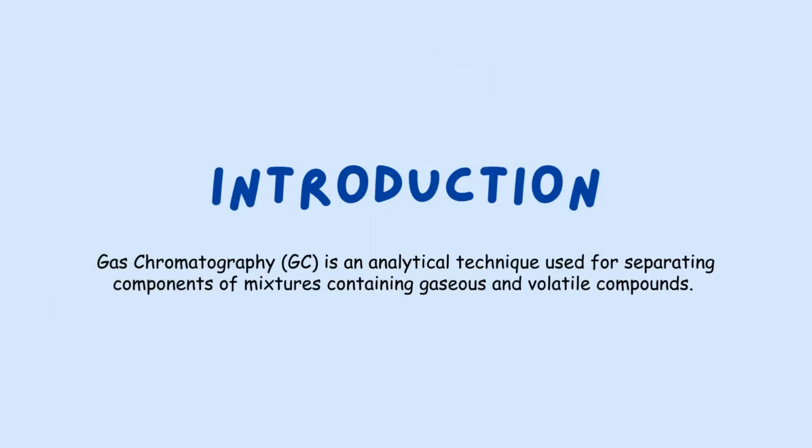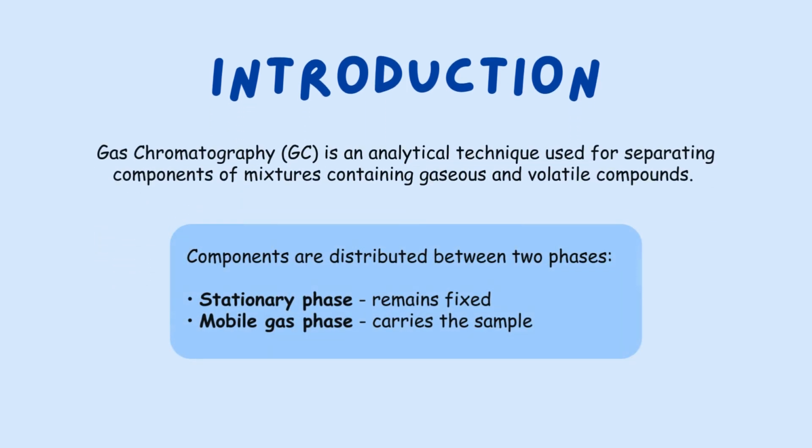Firstly, gas chromatography is an analytical technique used for separating components of mixtures that contain gaseous and volatile compounds. The key to understanding GC is knowing that it works with 2 phases. First, we have the stationary phase, which remains fixed in place. Second, there's the mobile gas phase, which acts as a carrier to transport the sample through the system. These 2 phases work together to separate the different components in our sample.